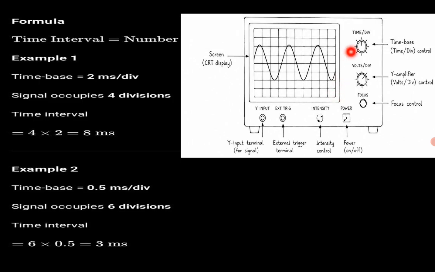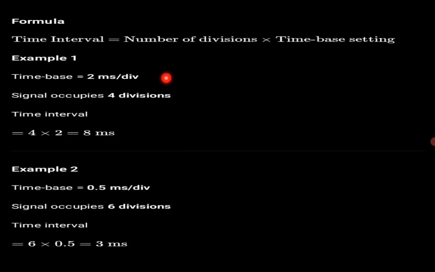All right. So you can set the times using this button here. Let's say you set it so that every division is 2 seconds, or every division is 2 milliseconds. Okay, so to find the time interval, just take the number of divisions that have been occupied by the waveform multiplied by the set time. Right? So we're saying time interval is number of divisions times time-base setting.